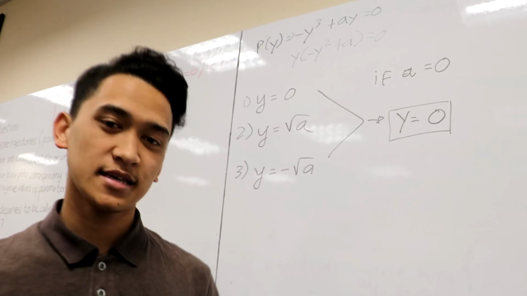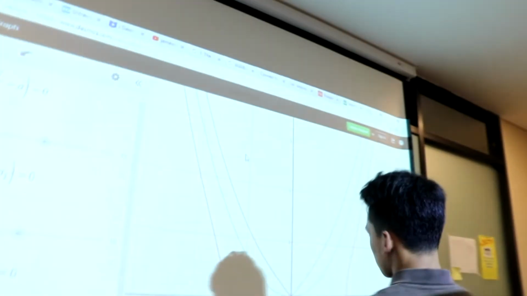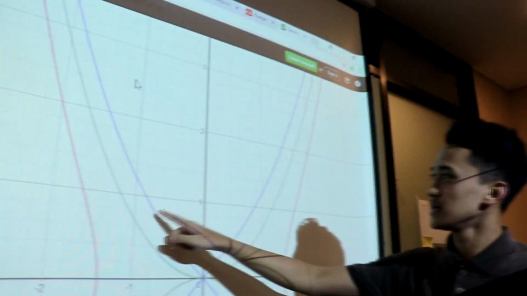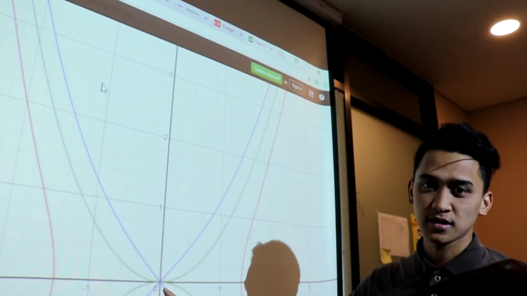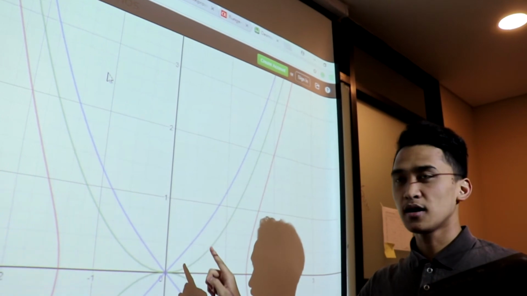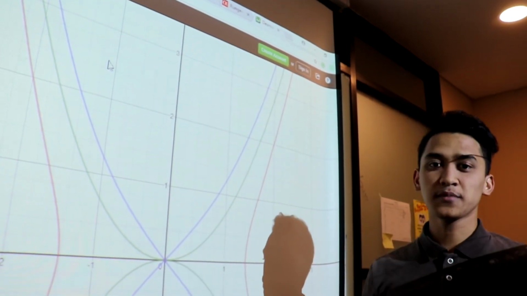And second is from the graph. As we know, the graph has a bifurcation at the 0 point, and this is actually the implementation of the formula before.